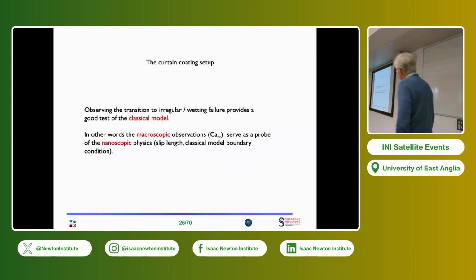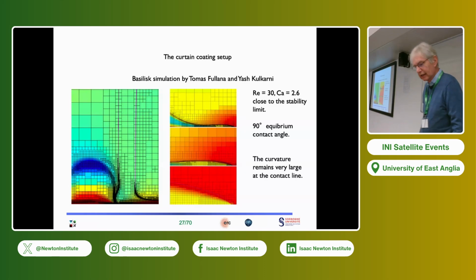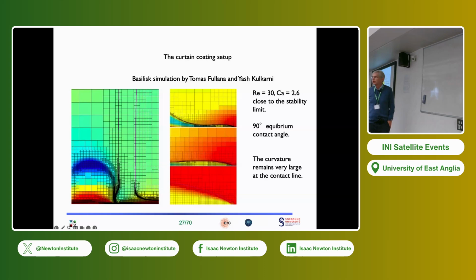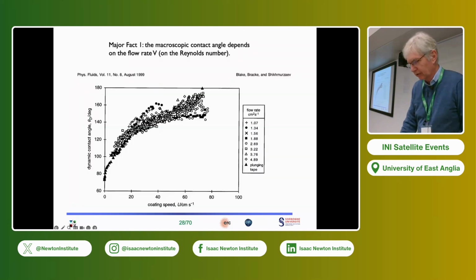Another interesting thing here is that if you can solve this model numerically, you can use macroscopic observations, like the critical capillary number, to deduce things about nanoscopic physics. You basically can use large-scale observation to deduce things that you cannot observe at the nanoscopic scale. So here are some simulations by Thomas and Yash. We are close to the stability limit. You're looking at the velocity field. You zoom closer and closer. I'm not showing you all the numerical details, but the contact line region is difficult to reach. And sometimes you still have to be careful to avoid some destruction of the interface. And then we're going to compare it to the experiment.